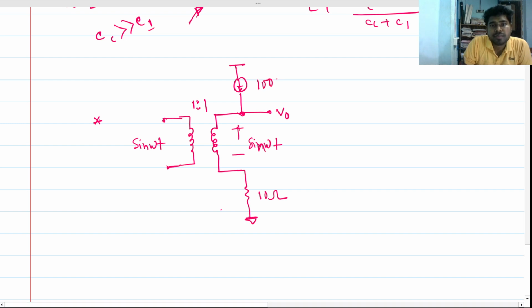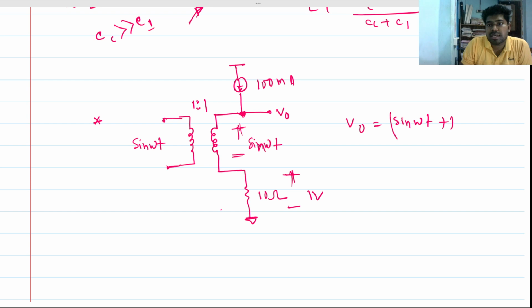As the constant current source is flowing this way, the voltage drop across the 10 ohm will be this current into this resistance. So this will be 1000 millivolts, so 1 volt. You can do KVL as well, but we can directly see that this voltage is this voltage plus this voltage. So V out is sine omega t plus 1 volt. So this was the answer.